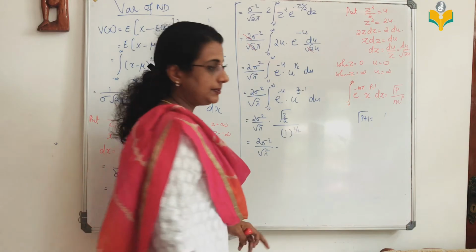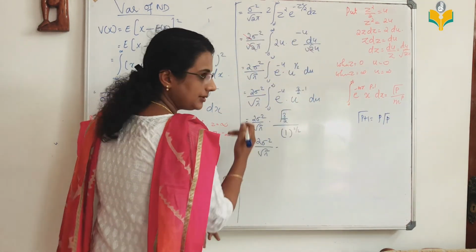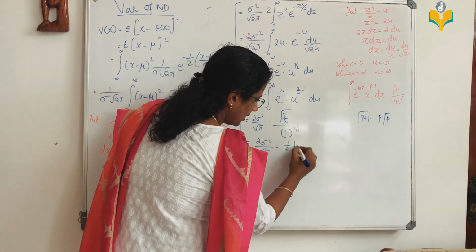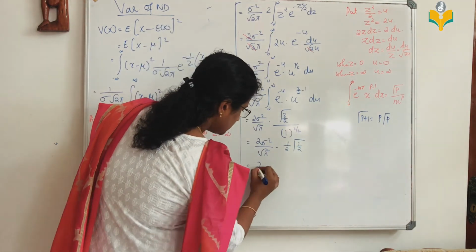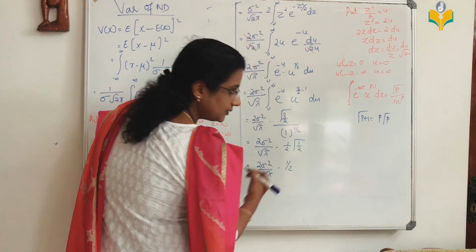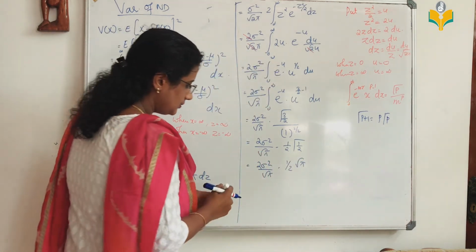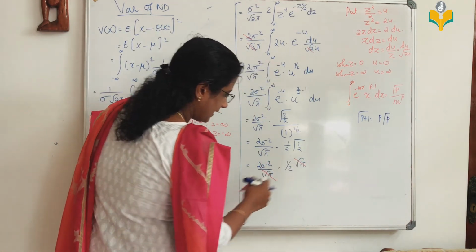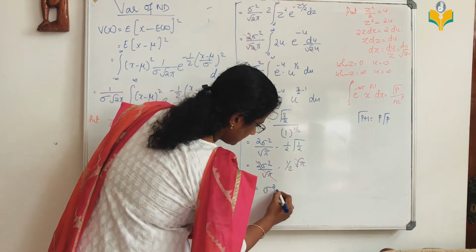What about gamma p plus 1? Gamma p plus 1 equals p gamma p. So gamma 3 by 2 can be written as 1 by 2 gamma 1 by 2. Now 2 sigma square divided by root pi into 1 by 2 into gamma 1 by 2, which is equal to root pi. So root pi will be cancelled, 2 and 2 will be cancelled. What's the remaining term? It is sigma square.